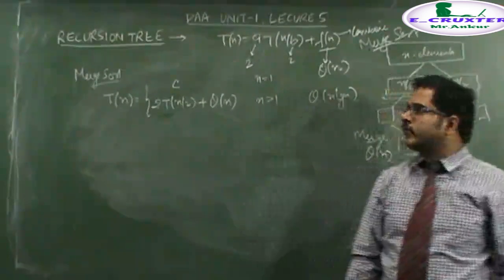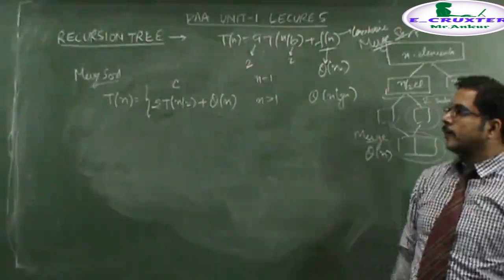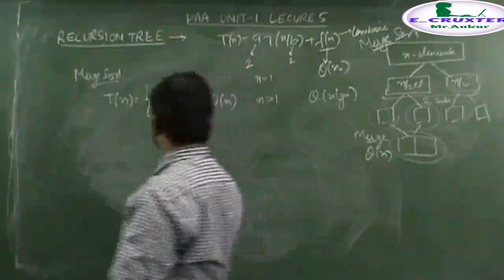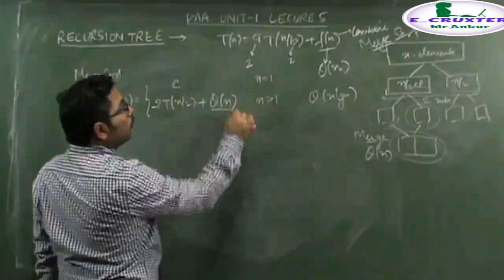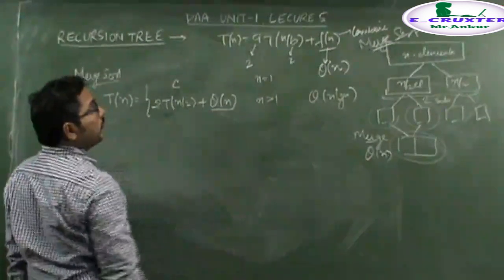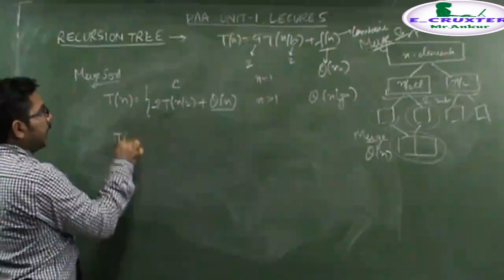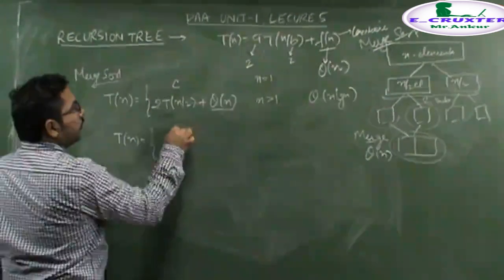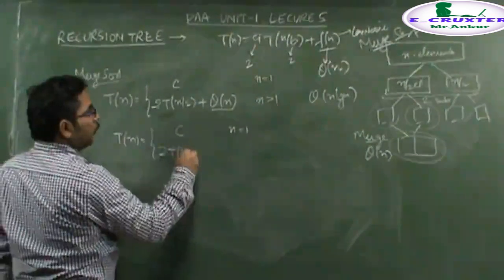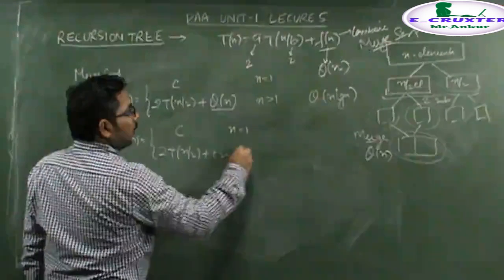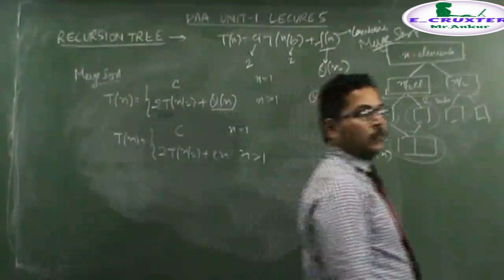Just try to understand with this example how we calculate the running time as n log n. To solve this problem, notice that when we open any notation, in place of theta we use a constant c. Thus, T of n is equal to a constant c for n equal to 1, and it becomes 2T of n upon 2 plus c of n for n greater than 1. Now we have to solve this equation.